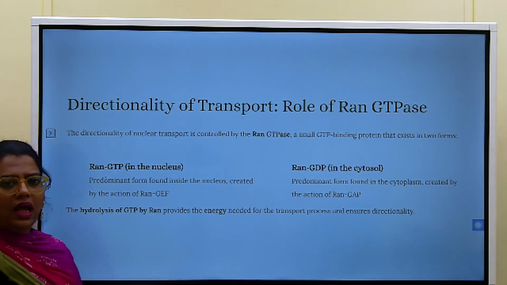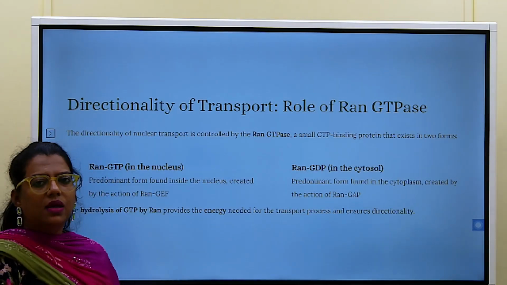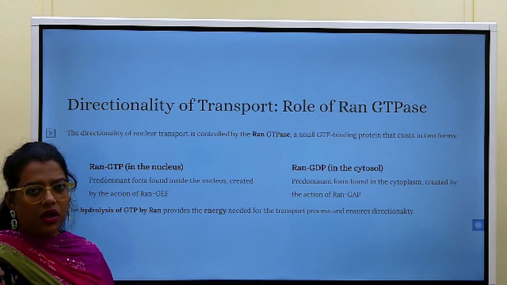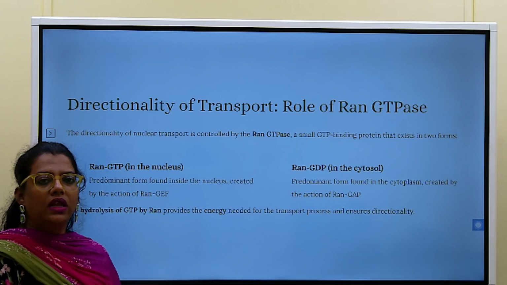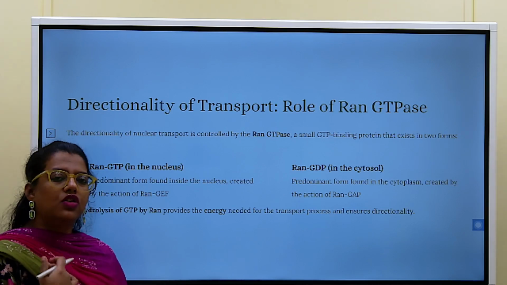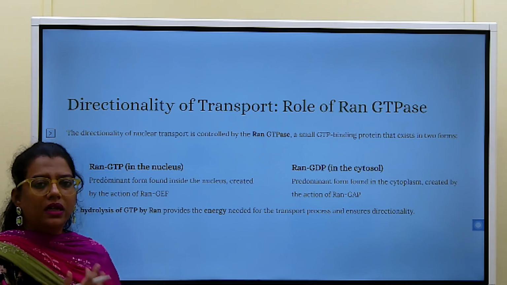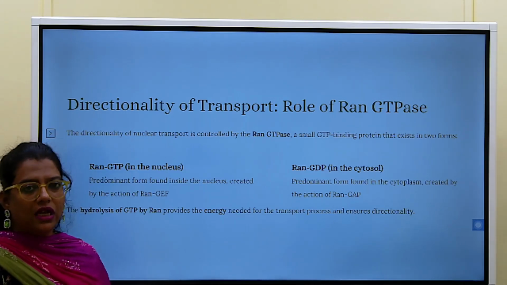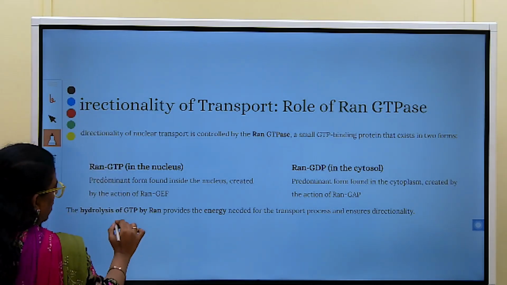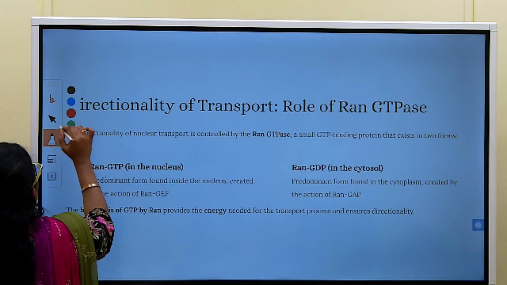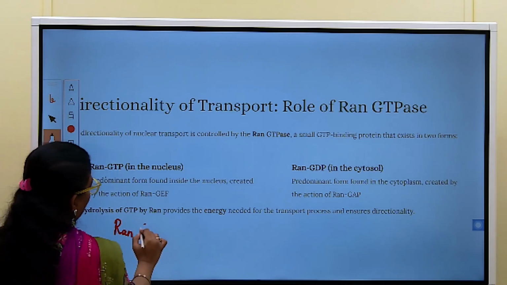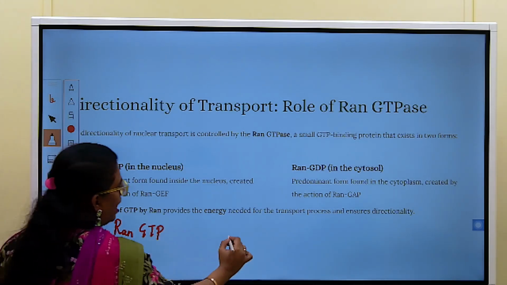Now, there is a protein known as the RAN protein. RAN is a molecular switch which ensures the directionality of the nuclear transport. It will ensure that the proteins which are destined to go inside the nucleus will go inside only, and the ones which are destined to come outside the nucleus will come outside. Now let us see how RAN is maintaining the directionality of the transport. As I said, RAN is a molecular switch. RAN exists in two forms, RAN GTP and RAN GDP.